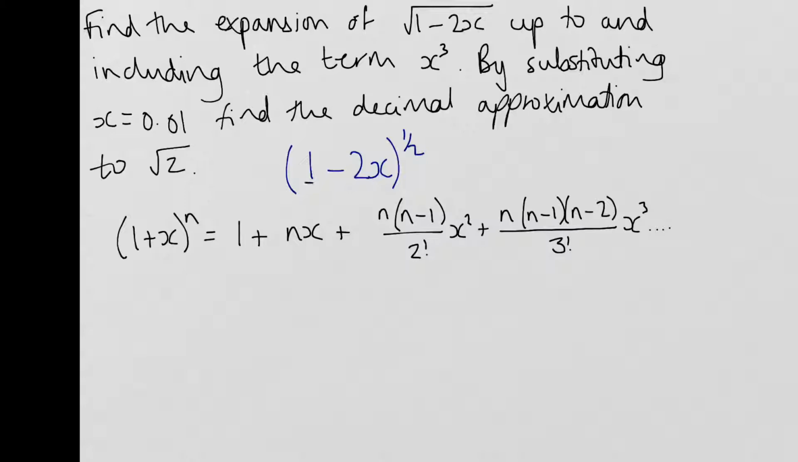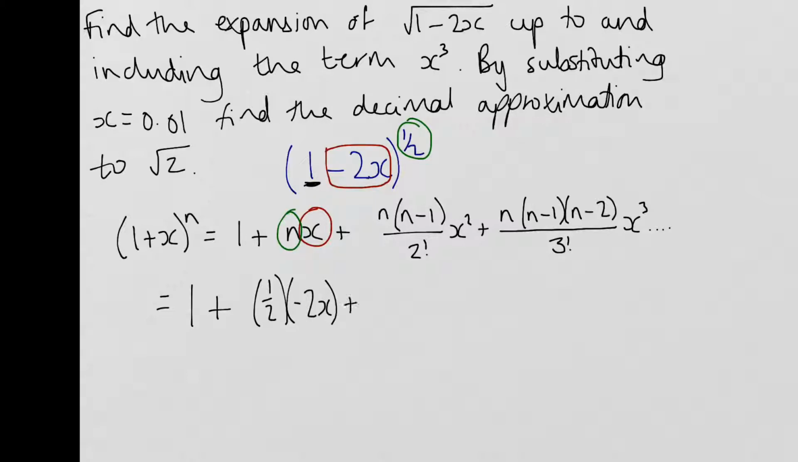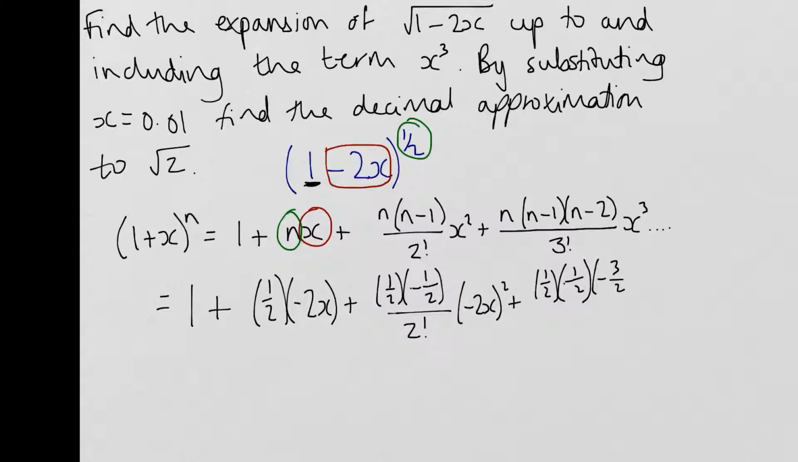So we know, obviously, 1 is 1 that we get at the start. That's not a problem. In this case, I've got minus 2x as my x substitute, and this power of a half is going to be my substitute for n. So putting all of those in, 1 plus, n is a half, x is minus 2x. Again, on the next bit, n is a half, subtracting 1 gives me minus a half, all over 2 factorial, and then my substitution for x is minus 2x, and that gets all squared. And finally, a half, minus a half, minus 3 over 2, taking away 1 again, over 3 factorial, and then minus 2x, all to the power of 3.